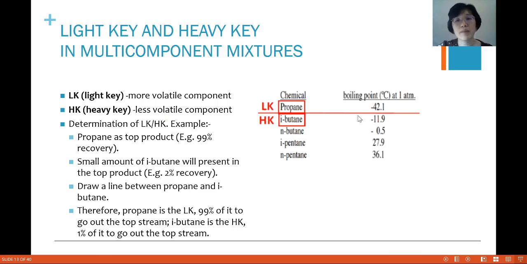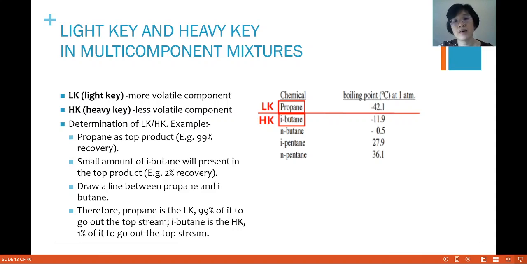If you have multiple components in the mixture, first you have to list them down in ascending order of boiling point, meaning you first list down the component with the lowest boiling point, followed by the component with higher boiling point. If you look at the example given here, propane has the lowest boiling point, while n-pentane has the highest boiling point.